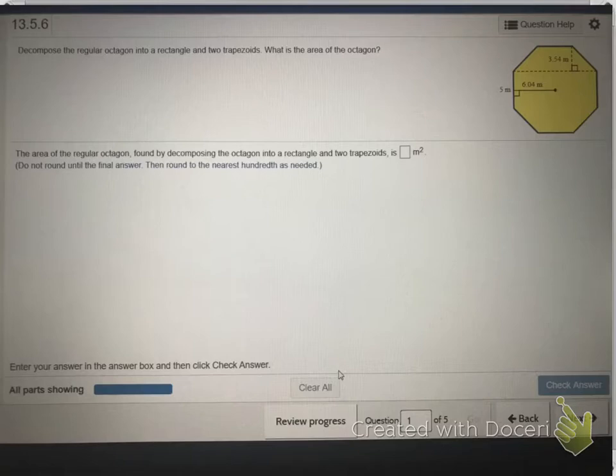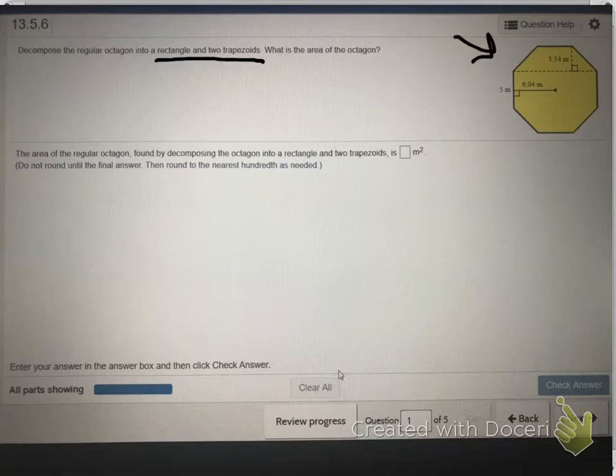So the problem asks to decompose the regular octagon into a rectangle and 2 trapezoids, and then figure out the area of the octagon. So we have the octagon over here, and if you want to be able to do this on paper, you can trace this off your screen, or just draw a picture on your paper and then decompose it on your paper. So you've got an octagon. It's a regular octagon. That means all of the side lengths are equivalent, as well as the angles, and there are 8 sides.